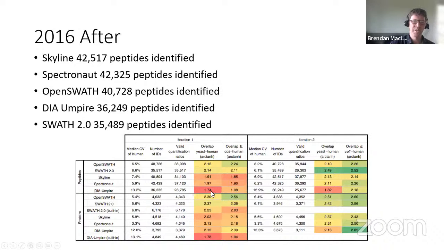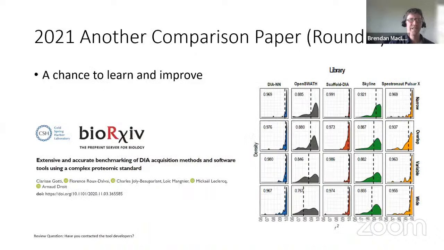After the full analysis was all done, the peptide count for Skyline was at the top. There are other metrics here that were of interest, but basically, I think we came away from this really feeling like Skyline, OpenSwath, and Spectronaut perform very similarly, and that was the message in this paper.